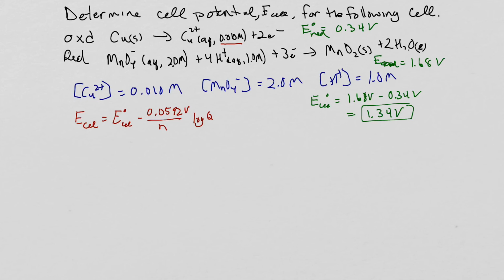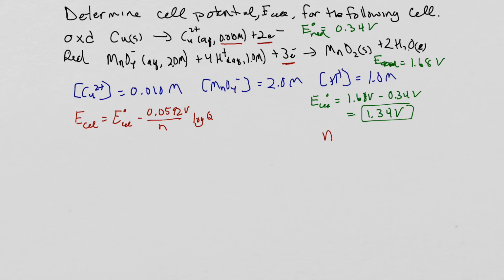So now, if we look at N, what is N going to equal? Well, we look at a 2 electron loss here. But notice we have a 3 electron gain. So of course, we can't have a loss of 2 and a gain of 3. We have to have the same number of electrons gained and lost.